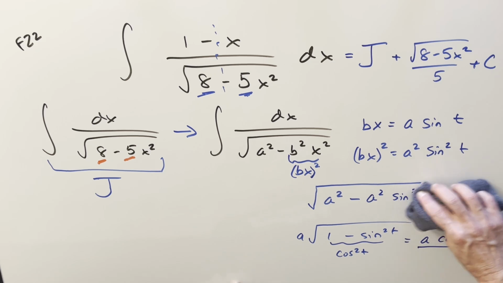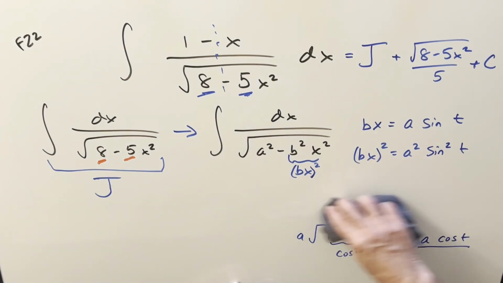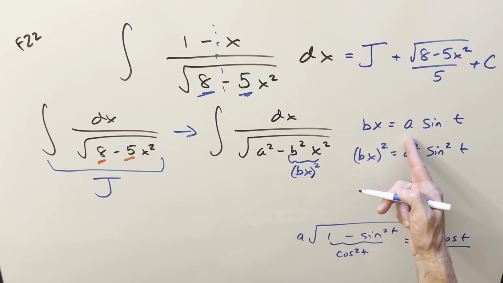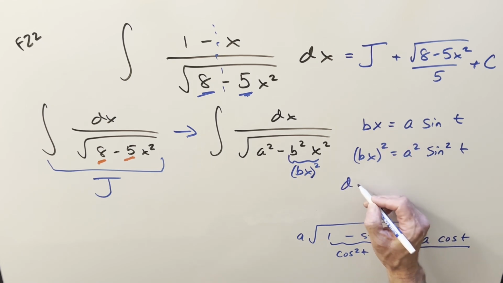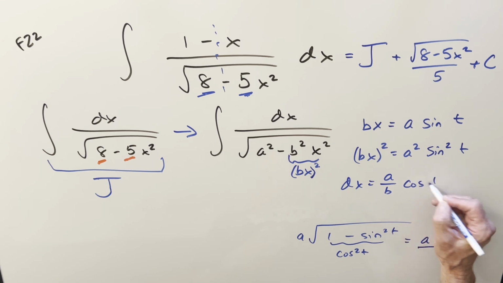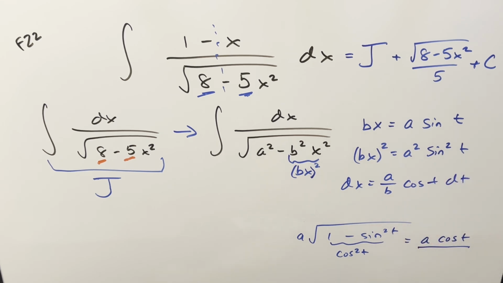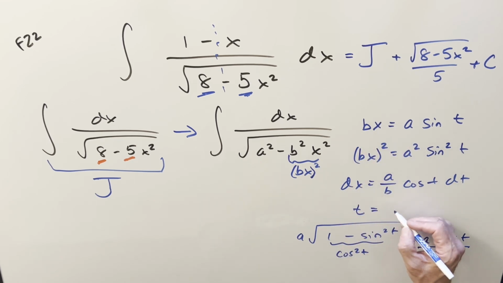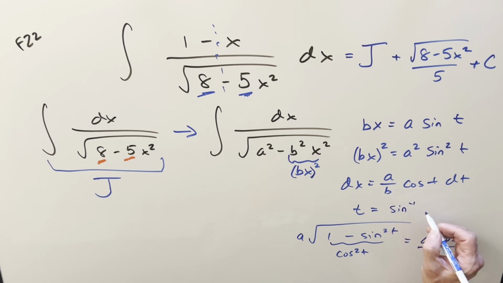Now let me get a little space for the derivative. Now we're going to want to find our dx value. So if I divide off the b on both sides, we're going to have a over b here. Take a derivative, we get dx equals a over b cosine t dt. And one more thing, let's get a value for t, isolating it, rearranging it, divide off the a now. t is going to be the same thing as arcsine of b over a times x.